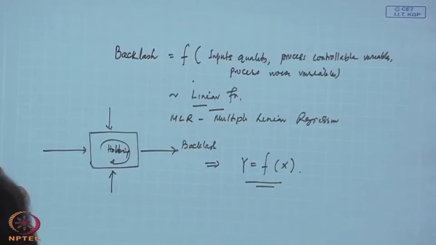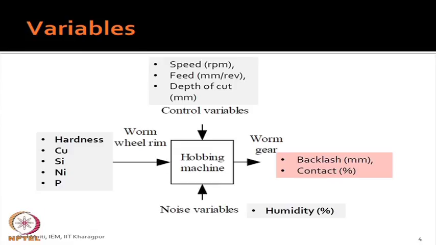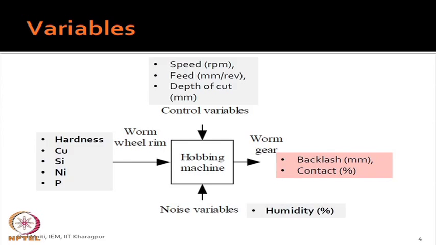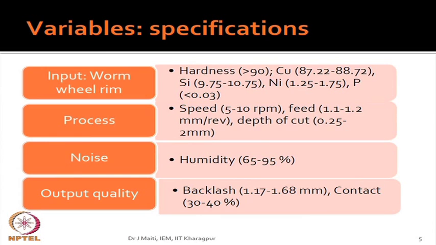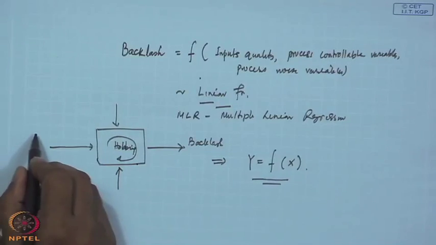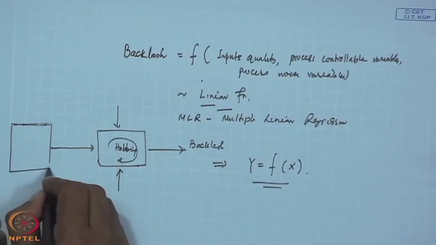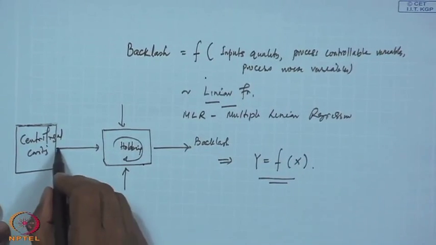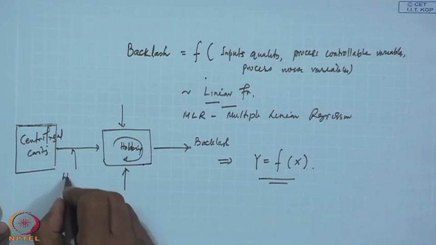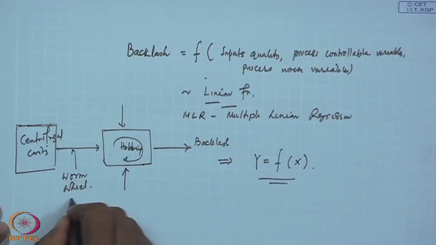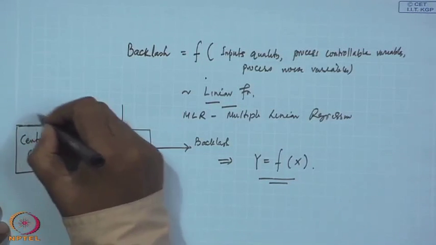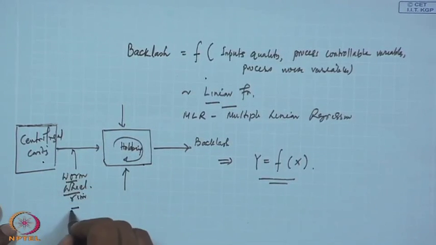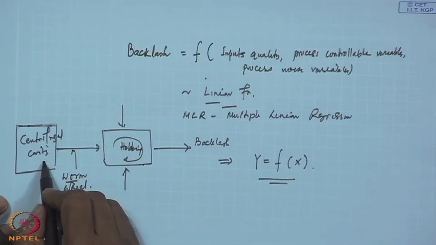In order to do so, let us see the characteristics of the variables which are governing the total hobbing process and their specifications, what is given by the customers. So, the hobbing process is customer to the preceding process, here it is basically centrifugal casting. Centrifugal casting is one process which basically produces the worm wheel rim, and depending on the process conditions and input to this centrifugal casting process, the quality of the worm wheel will be determined. So, here hobbing is customer to the casting process.